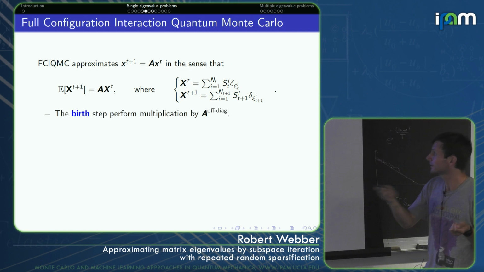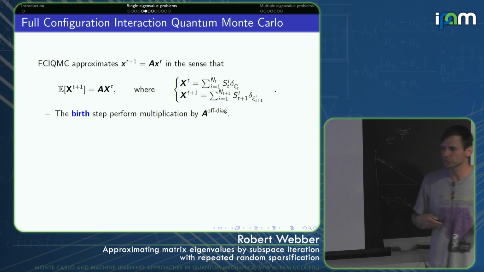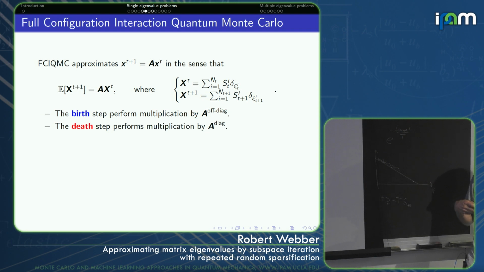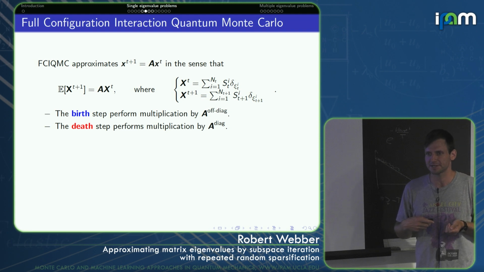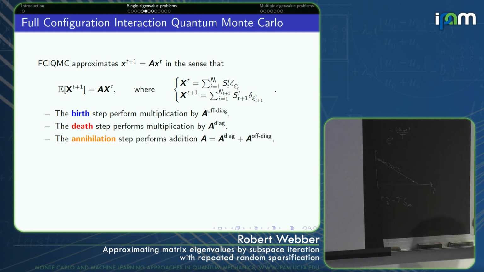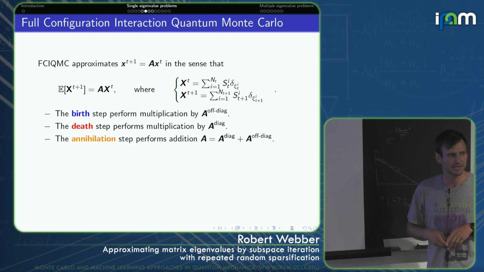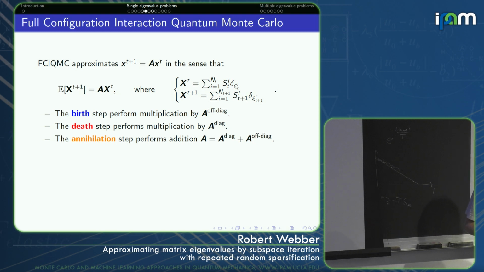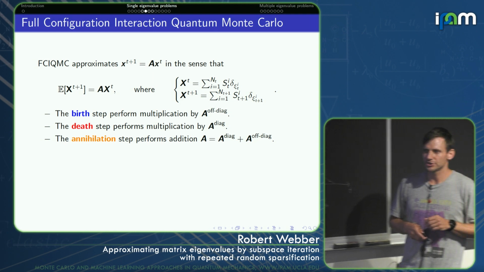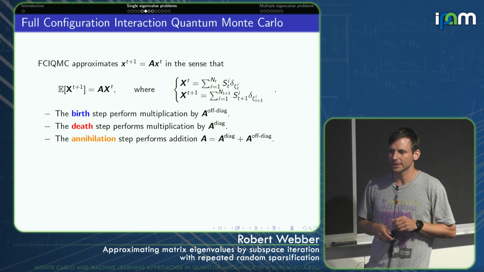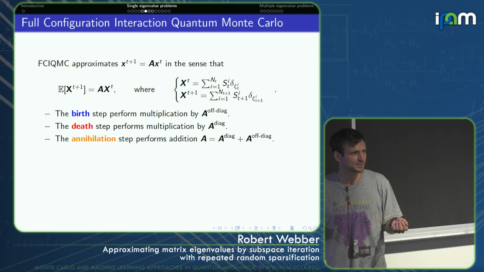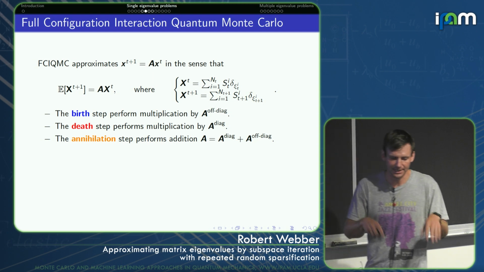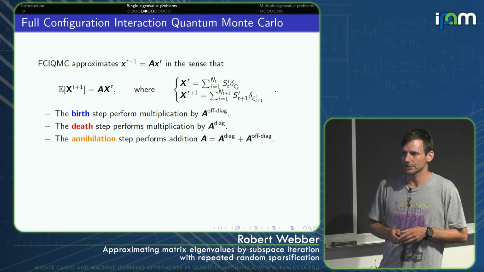And even more than that, the birth step performs the multiplication with the off-diagonals. The death step performs the multiplication with the diagonal entries of A. And the annihilation step just performs the addition. A is the sum of the diagonal part and the off-diagonal part. So that's what's going on with FCI-QMC, with one caveat, which is that your population would randomly fluctuate if you tried this with almost any A matrix. If A is different than a column stochastic matrix, basically, you're going to get random fluctuations.